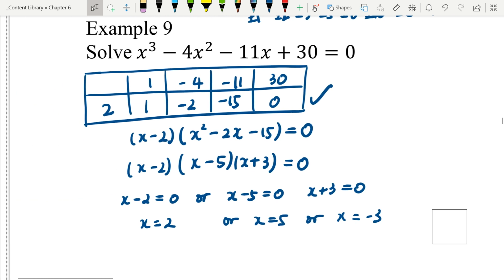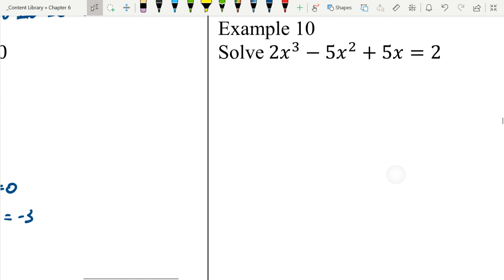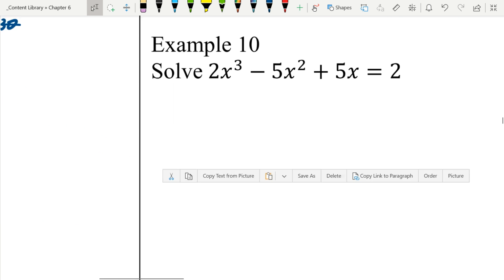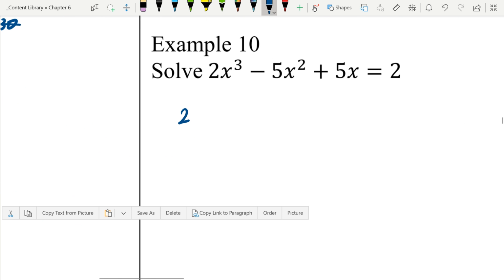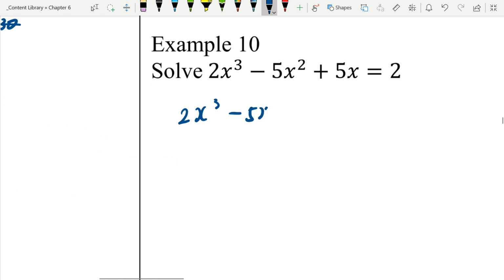Okay. Next one. I can't see a 0 on either side, so I need to first of all move the constant to the left hand side. So in this question, well, grouping might work, but I'm not going to go that way. It's a bit complex. But let's think about the easiest thing.